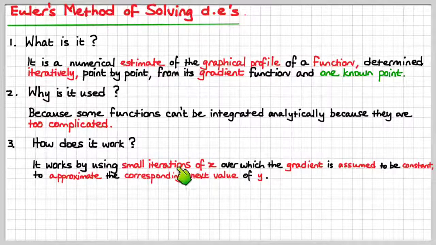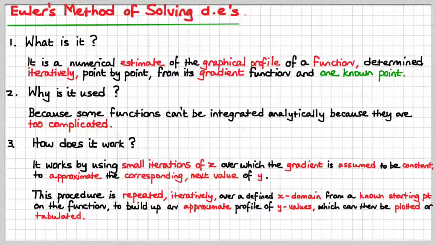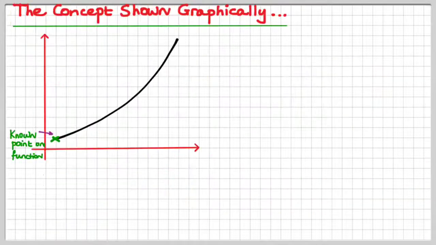But it's very important to use small delta x's, little increments in x, for this procedure, because otherwise it becomes blindingly inaccurate, okay? I'll show you on the next page with a graph. The procedure is repeated iteratively over a defined x domain from a known starting point on the original function to build up an approximate profile of y values, which then can be plotted or they can be tabulated. Okay, now that might not really sink in properly, but when I do this on the next screen, you're likely to get a better idea of it.